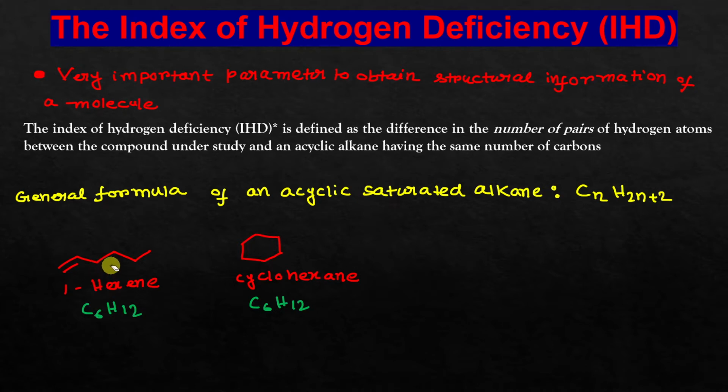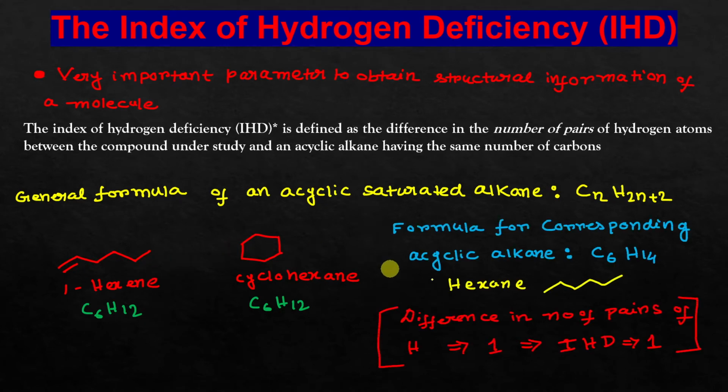Okay, now let's understand how this index of hydrogen deficiency can be calculated. Suppose we have two compounds. The first one is 1-hexene, which has the formula C6H12, and another is cyclohexane, which also has the formula C6H12. Now you have to calculate the index of hydrogen deficiency of these two compounds. So how can you calculate? First of all, you have to identify its corresponding acyclic alkane. The corresponding acyclic alkane is hexane. Hexane also contains 6 carbon atoms and has the formula C6H14.